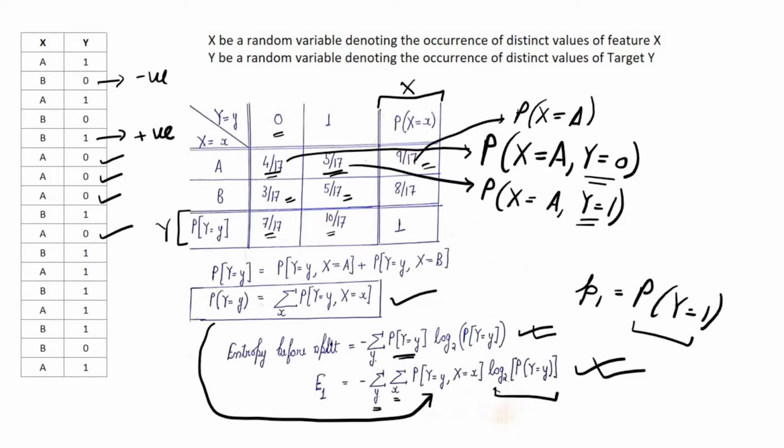Since we are performing a split based on two distinct values of x, we get the entire dataset distributed in two parts. This is the first dataset where the value of x is equal to a, and this is the second subset of the original dataset, where the value of x is equal to b. Now we will try to calculate the conditional probability distribution, which we are going to use in the further calculations.